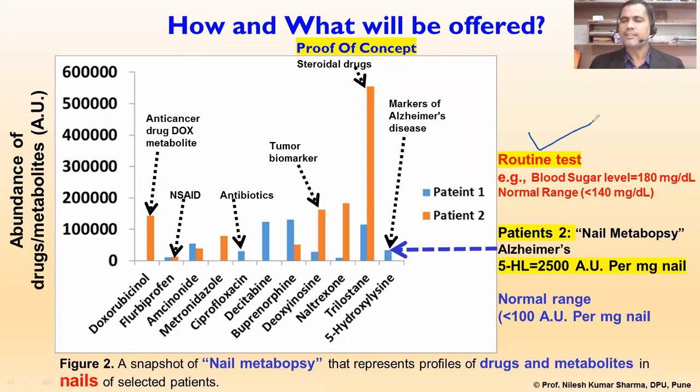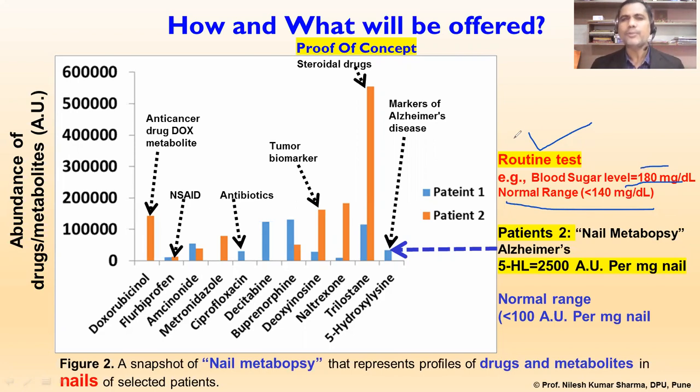Suppose for a routine blood sugar test, we go to the pathology lab. What is the whole rule? For blood sugar level, the benchmark is like 180 milligram per deciliter, and the normal range is less than 140 milligram per deciliter, right? If your blood sugar comes at 180 milligram, then they give some inference or idea to the individual patient: okay, your blood sugar level is high. Simply, through the nail metabopsy, what we are planning is that the data will be given to the individual and presented similar to the routine test.